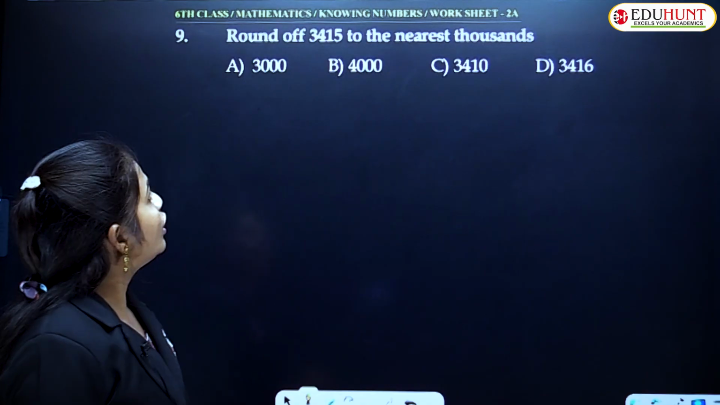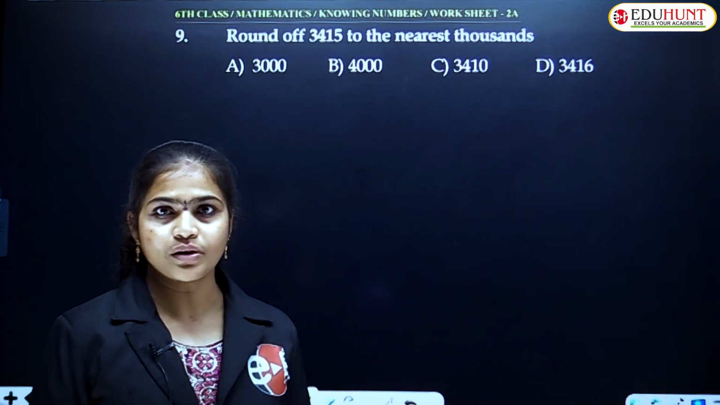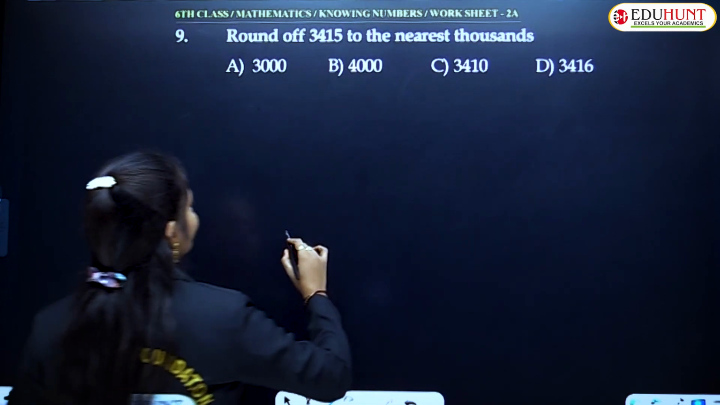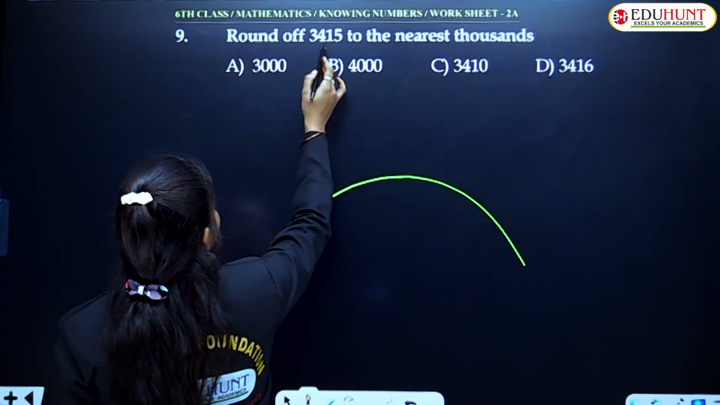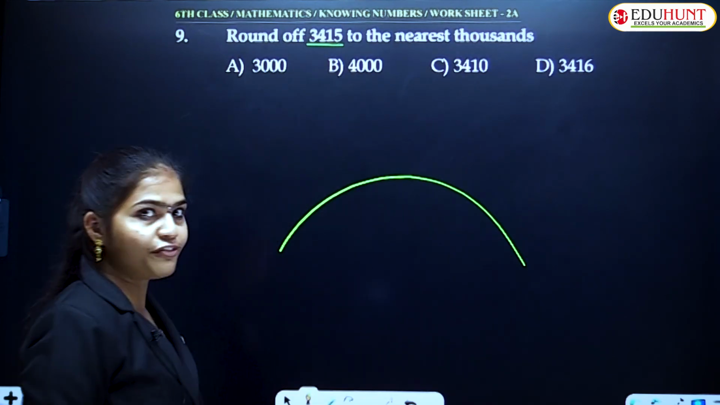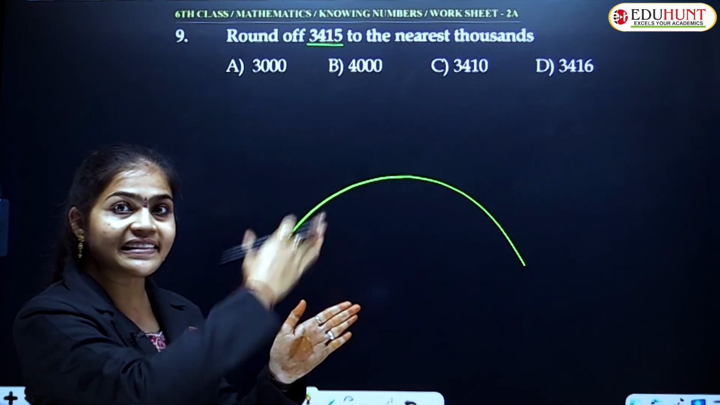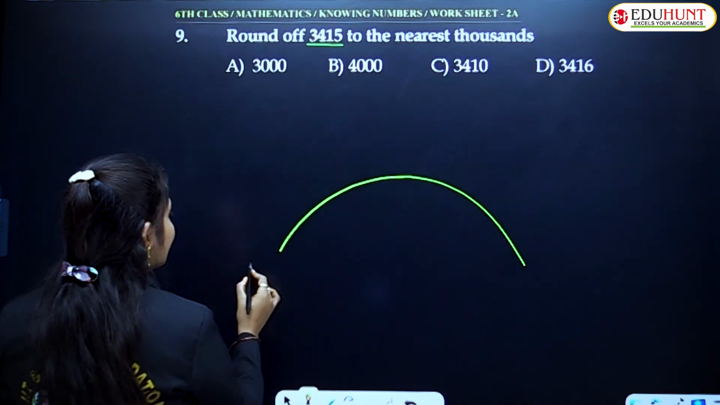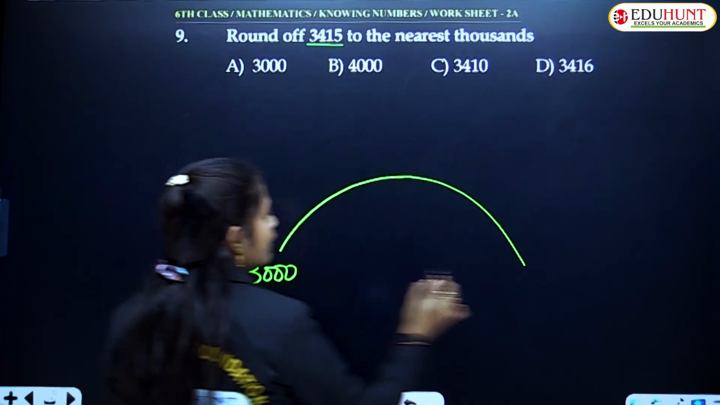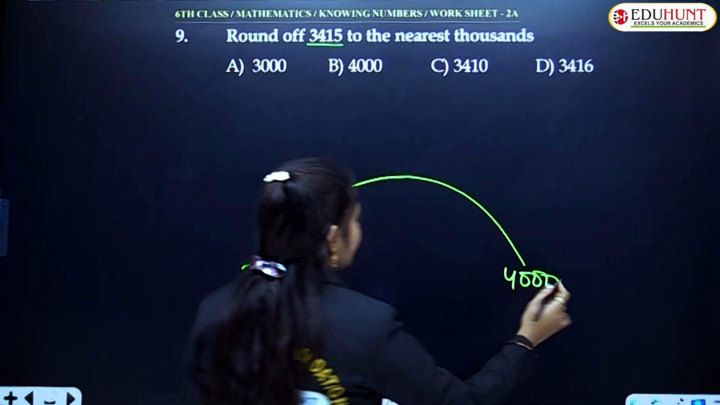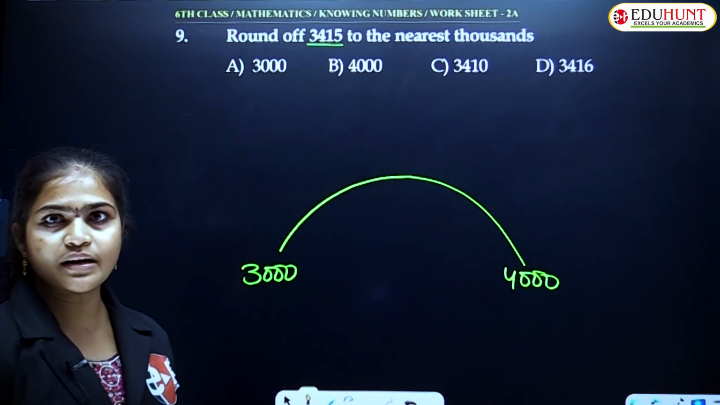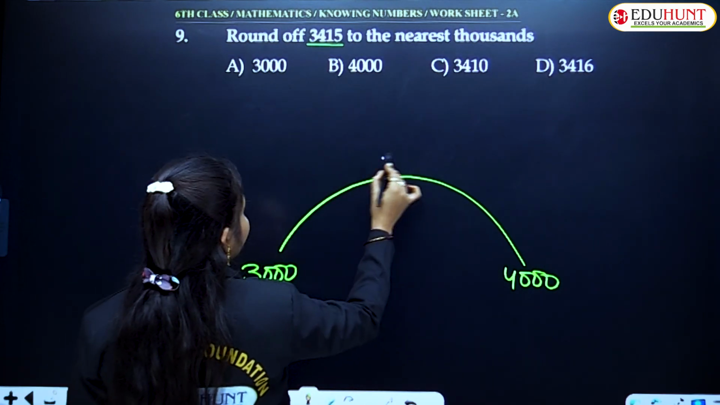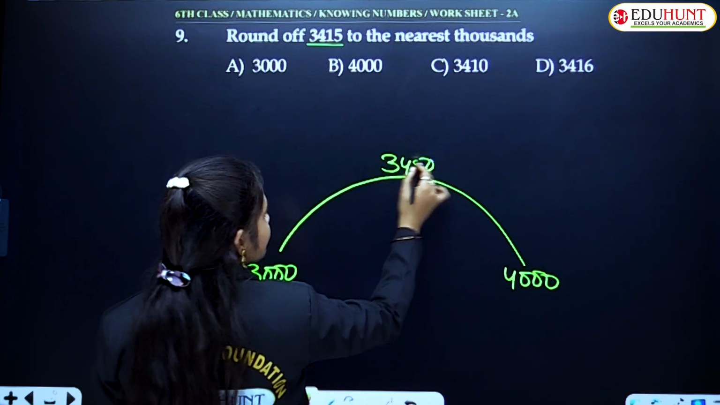See, round off to the nearest thousands. Okay, here the difference should be in thousands. The limit is also thousands only. Here it says 3,415, which means the number is greater than 3,000. Greater than 3,000 means it lies between 3,000 and 4,000. The difference should be 1,000 now. 3,000 and 4,000. And here 3,415. Actually here 3,400. Sorry.